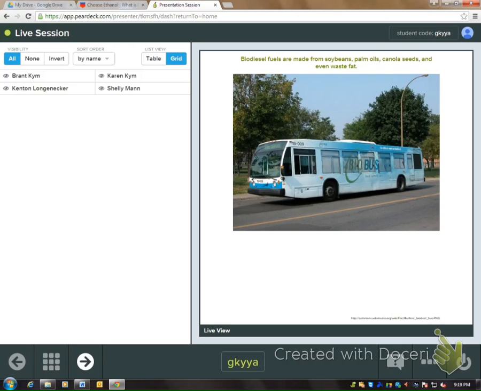Another common and popular biofuel is biodiesels, especially more in Europe. And biodiesels can be made from items like soybeans, palm oils, canola seeds, and sometimes some things can be retrofitted, and you can use waste fats.